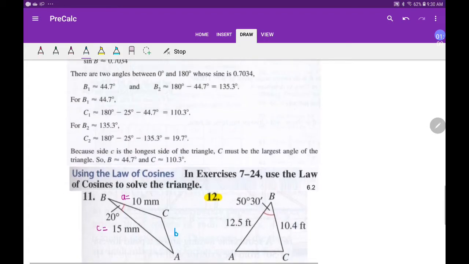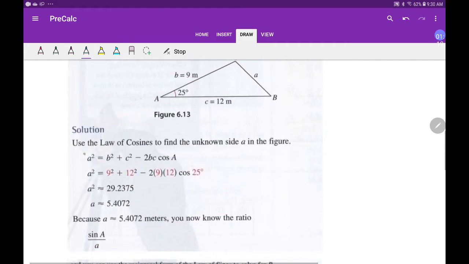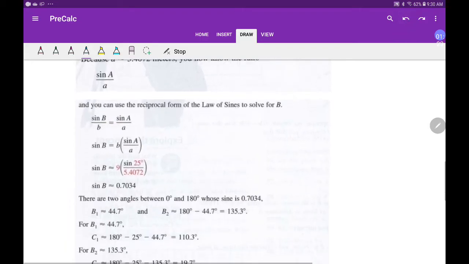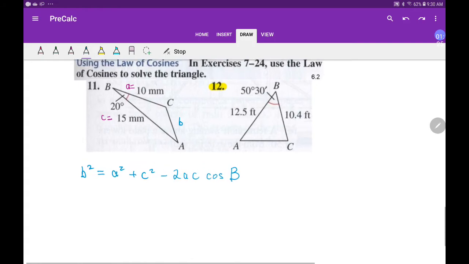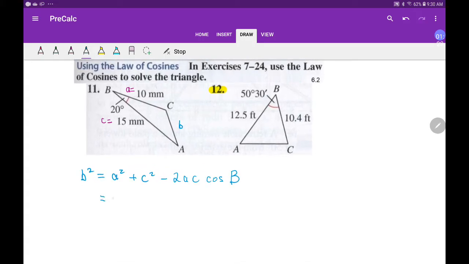Let me go up there and make sure. You can see that we did it this way for A. Now we just switched it around to do it for B. Same pattern. So we say B squared is equal to A squared, which is 100, plus C squared, which is 225, minus 2 times AC, which looks like 150, and cosine of 20. Alright, calculator time.